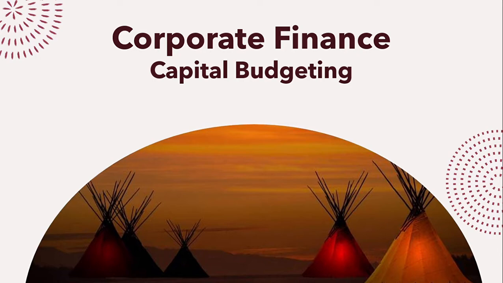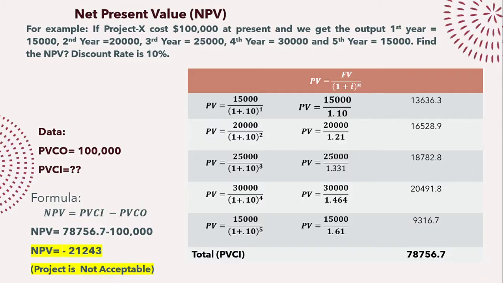Second, the payback rule. Third, the discounted payback rule. Fourth, internal rate of return. Fifth, average accounting return. Sixth, profitability index. These are the few techniques given in the book, but today we are going to discuss the most important technique, that's net present value.